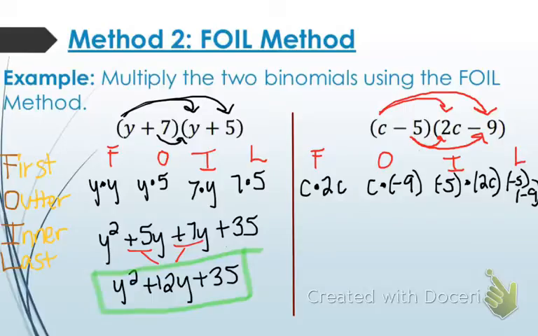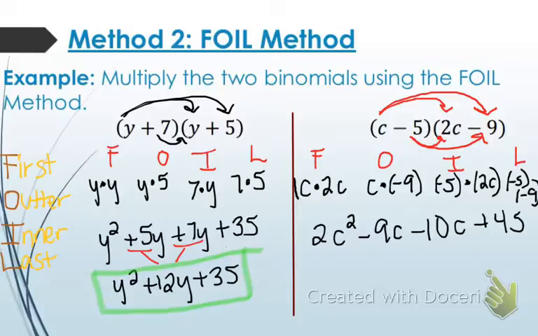So let's go ahead and write this out. This polynomial, c times 2c. This is the same thing as 1 times 2, because there's a 1 here. C times c is c squared. The next one, c times negative 9 is just negative 9 with the c right behind it. The next one, negative 5 times 2c. Negative 5 times 2 is negative 10. Bring down the c. And negative 5 times negative 9 is a positive 45.